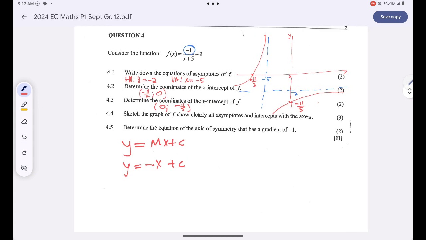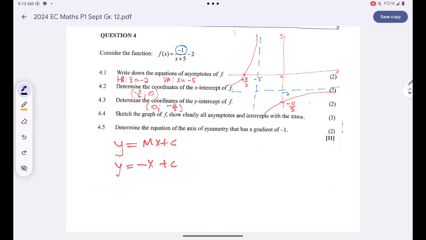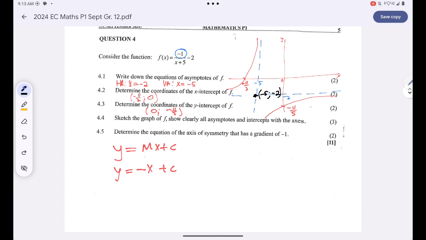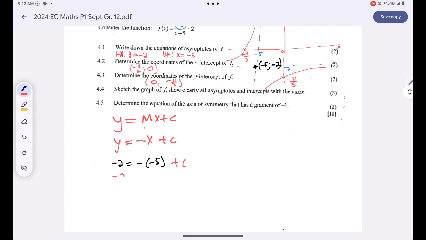But I know that my axis of symmetry will simply pass through the point of intersection of both the horizontal and the vertical asymptote. And over there, the x value is negative 5 and the y value is negative 2. All I need to do is to just substitute these two values. y is equal to negative 2 when x is equal to negative 5. I'm just looking for the value of c. So this will be negative 2 is equal to 5 plus c. If I take the 5 to the other side, then c will just be equal to negative 7.